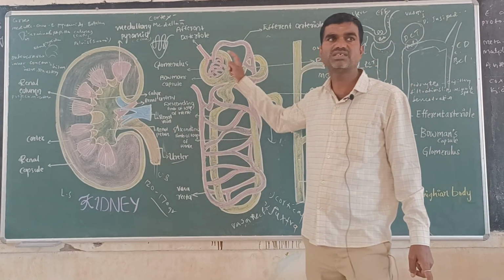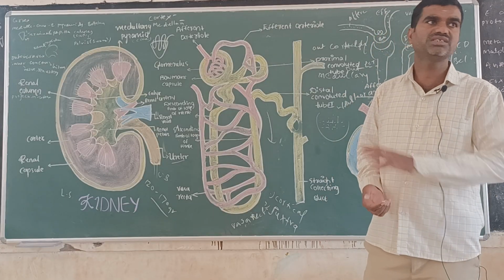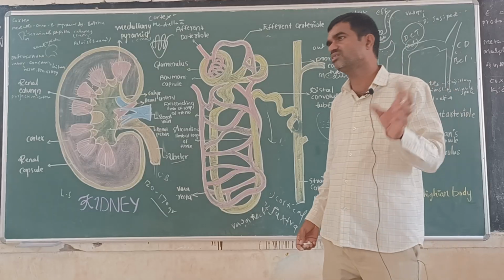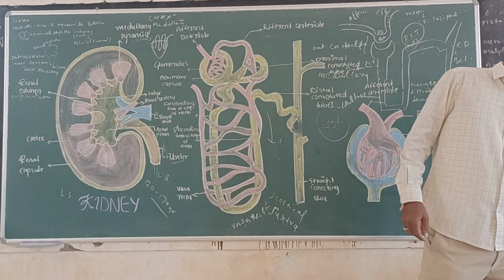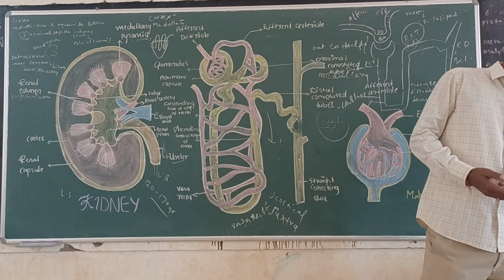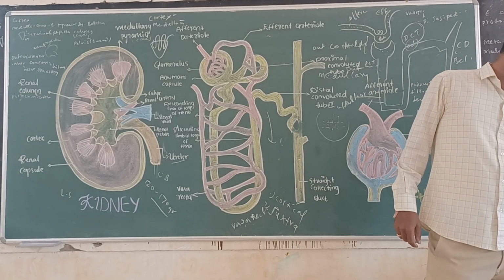From the vasa recta the blood is pumping into the renal arteries and renal veins. Now it is being supplied to the various parts of the body. So this is about the structure of the nephron.